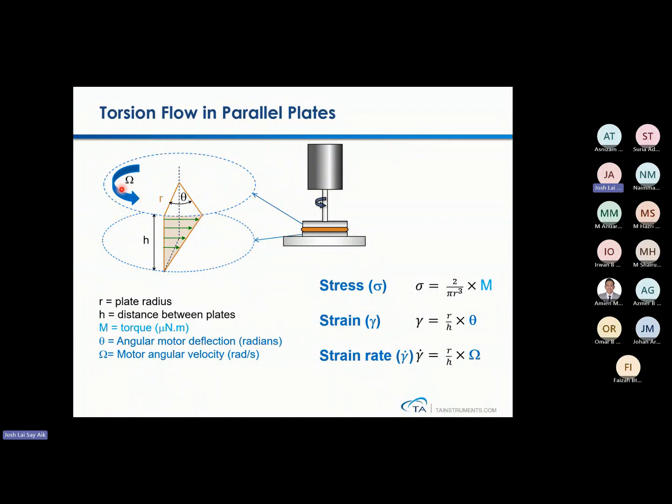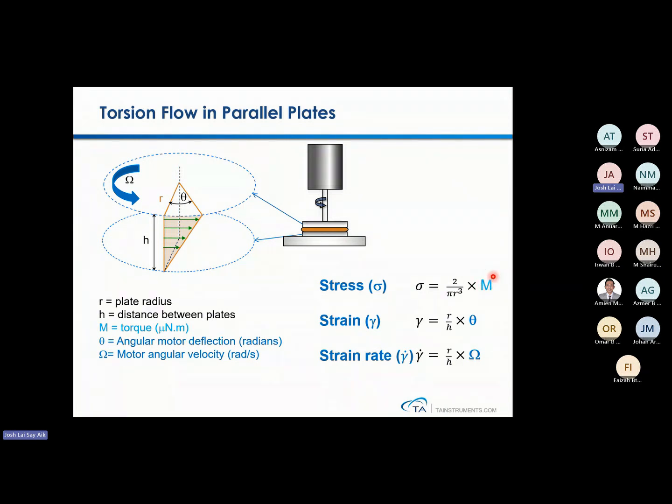So you need to recognize some symbols as well. The omega symbol, the sample thickness or sample height, the geometry radius, as well as theta, the angular motor displacement, or in short, angular displacement. We are going to use all these parameters to calculate your shear stress, shear strain, as well as strain rate or shear rate. Typically, the shear stress calculated by a rotational rheometer will be 2 over pi r cubed times M, where M is your torque.